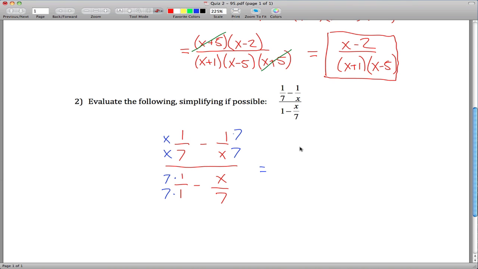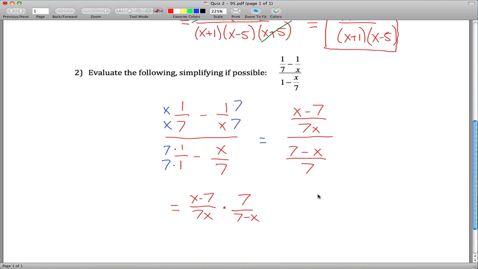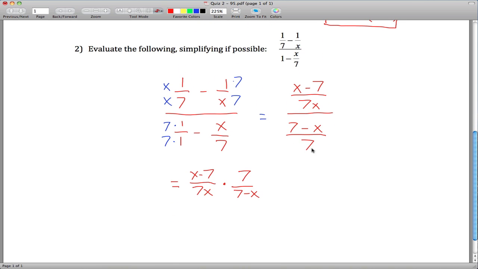And see what we got. x times 1 is just x. 1 times 7, just 7. And on the bottom we have 7 times x. Over here, 7 times 1 is just 7 minus x. And then on the bottom we have 7. And this form is a lot better than this form because instead of thinking about it as dividing two fractions, we think about it as multiplying two fractions, except you have to multiply by the reciprocal of the denominator here. So we flip this guy upside down right here.